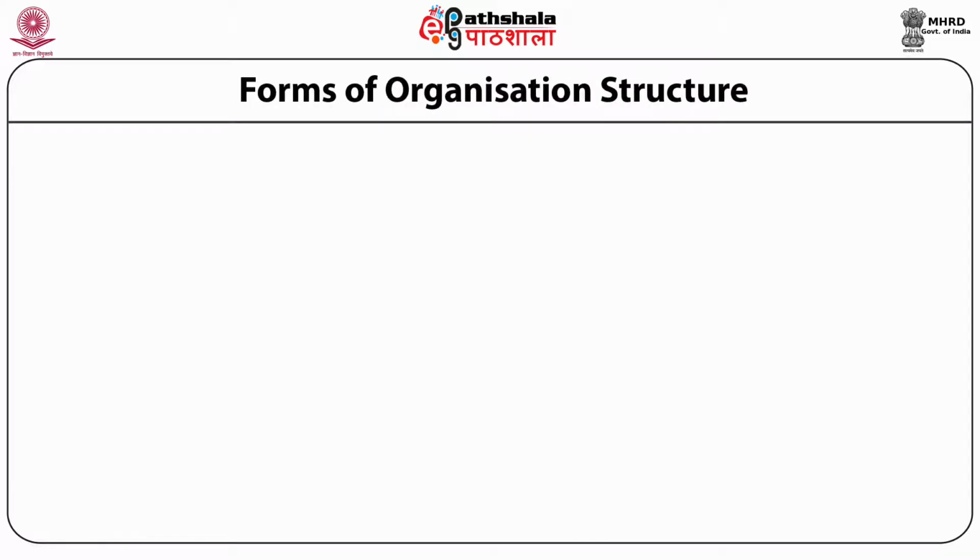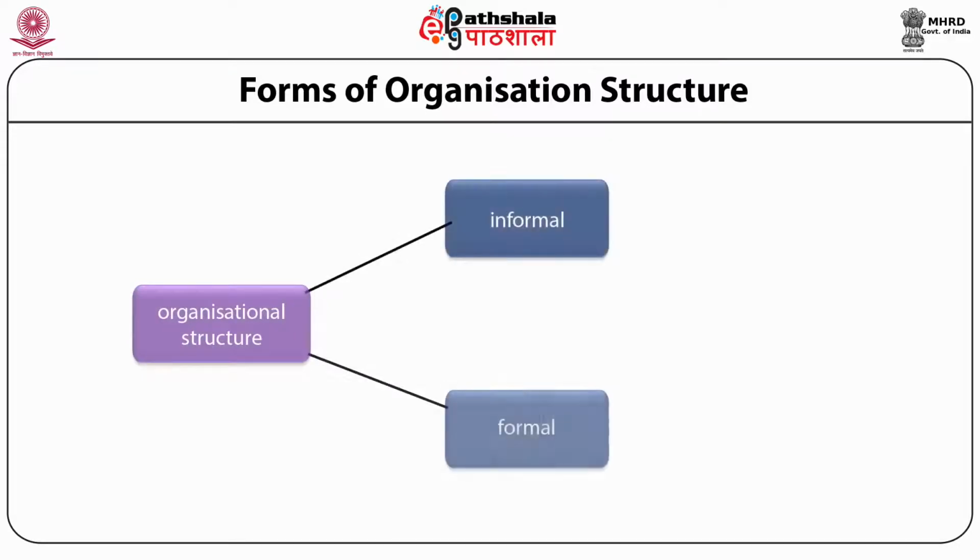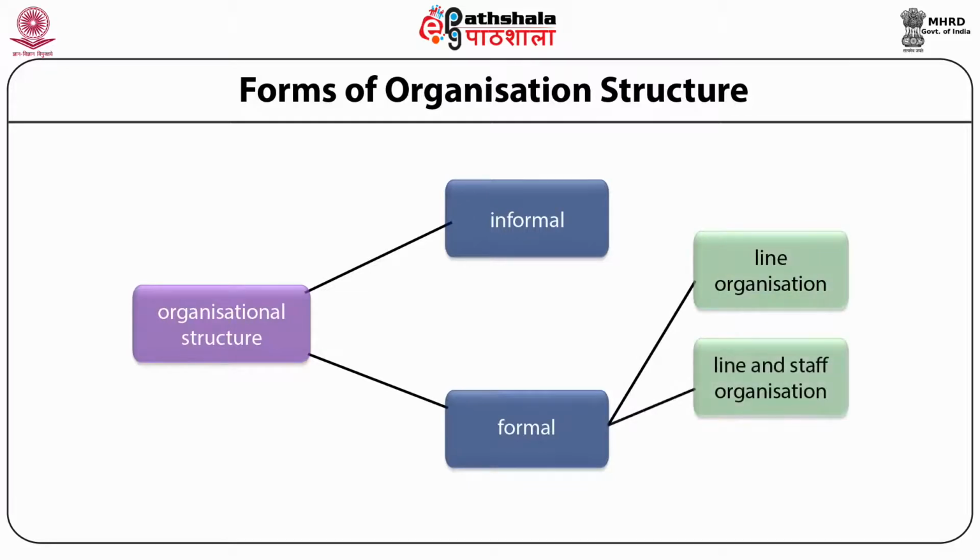Forms of organizational structures. Organizational structure can be broadly categorized into formal and informal organizational structures. Formal organization structures has three basic forms: line organization, line and staff organization, and functional organization.